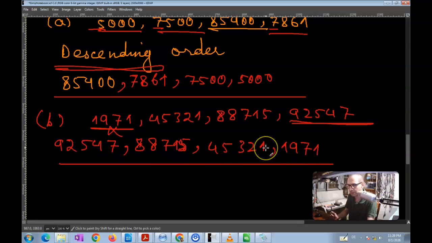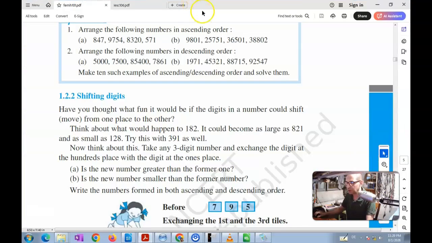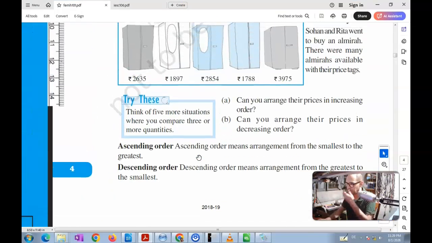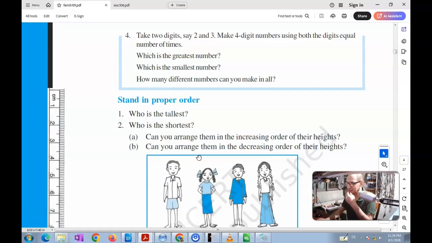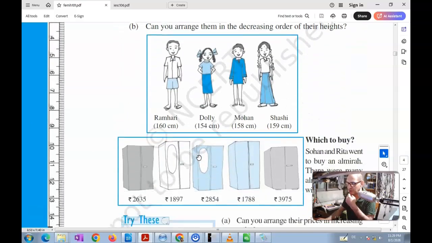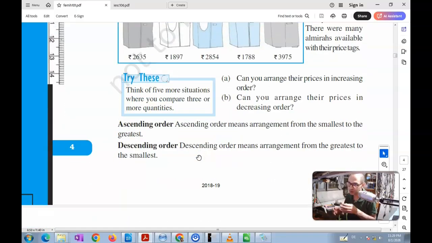And that's all of your numbers in descending order: 92,000, 88,000, 45,000, and 1,971, right? So that's all that we have so far regarding standing in proper order, which is nothing but arranging numbers in ascending order or in descending order.